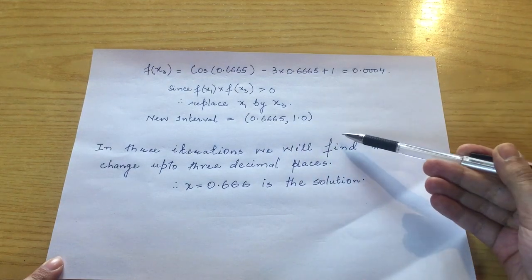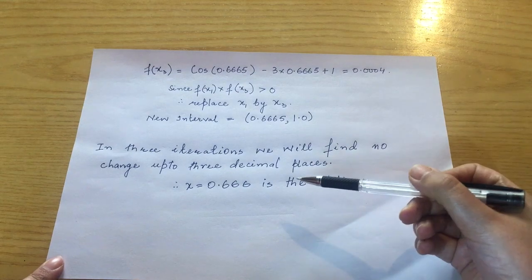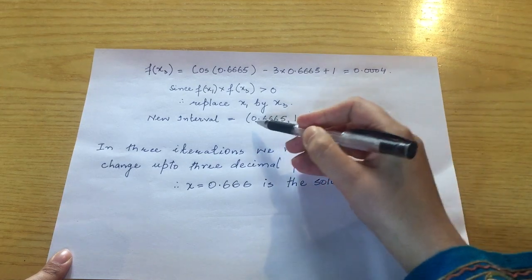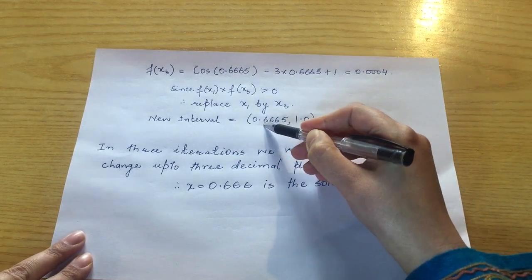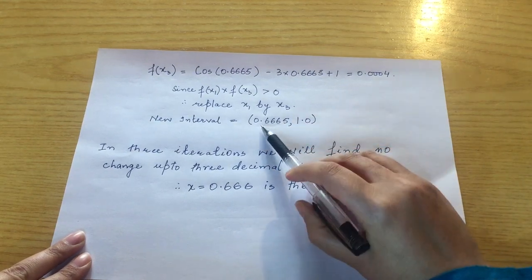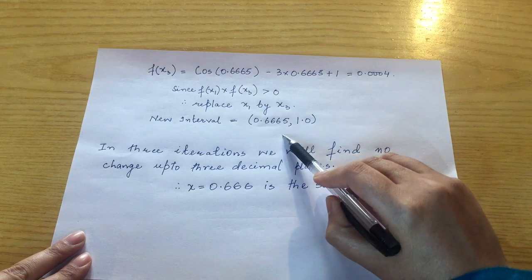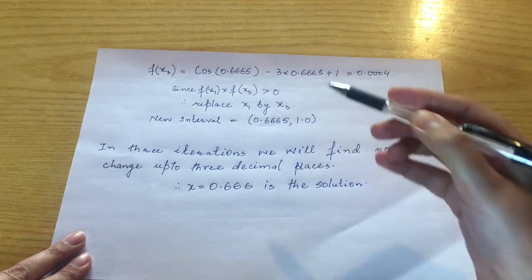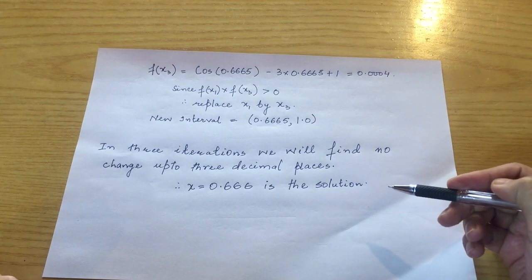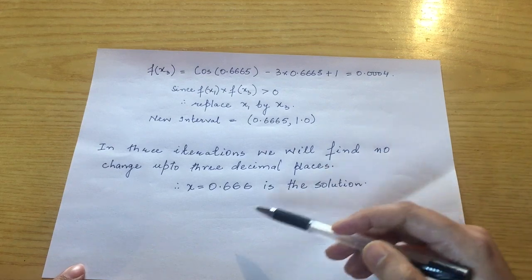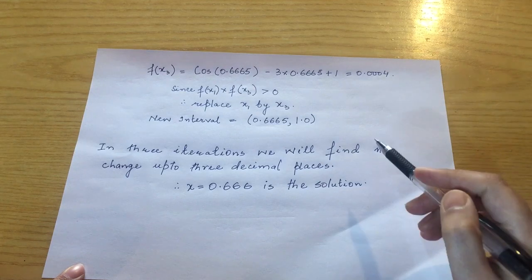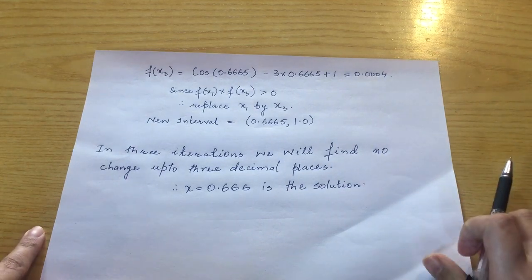Similarly, when you calculate this for the next iteration, you will see there is no change in the value of x3 up to 3 significant digits, because in the next iteration also it will be the same as 0.666 for 3 significant digits. Therefore, in 3 iterations, when we find that there is no change up to 3 decimal places, we stop here and say that x equal to 0.666 is the solution, or the root of the given equation.